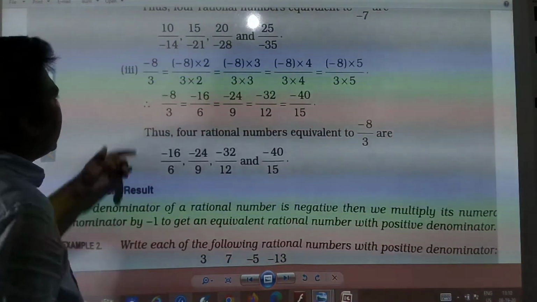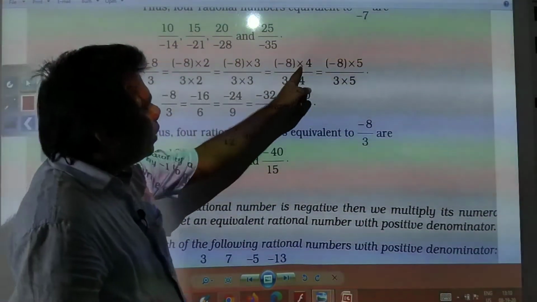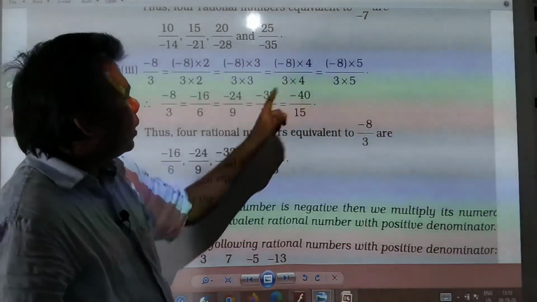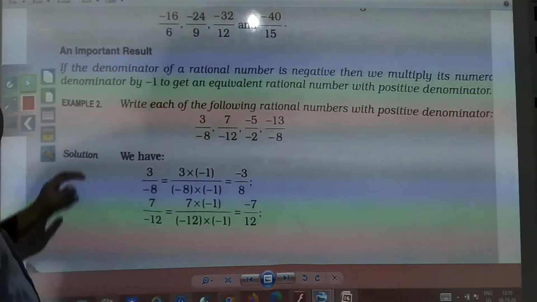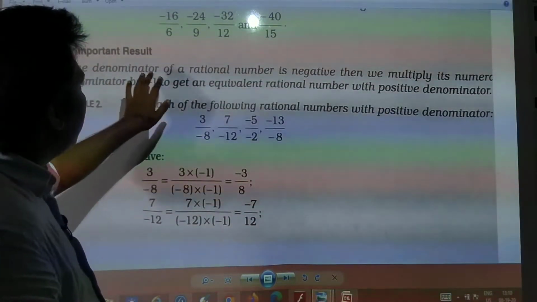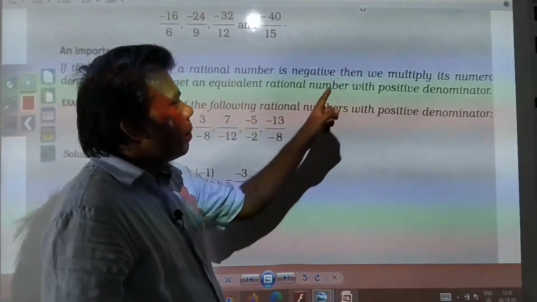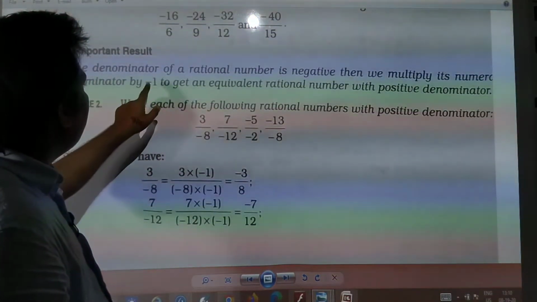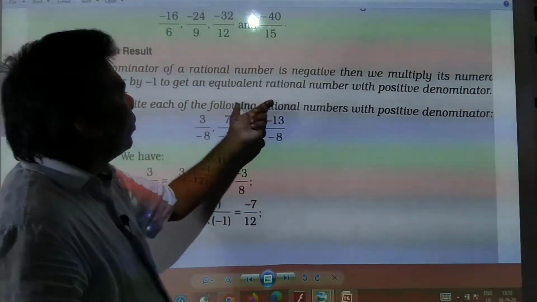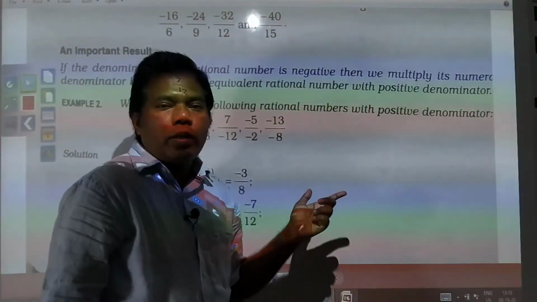Then you have minus 8 by 3, the same thing has been done. Just go through it, I hope you will understand. Here one important result has been written: if the denominator of a rational number is negative, then we multiply its numerator and denominator by minus 1 to get an equivalent rational number with positive denominator.